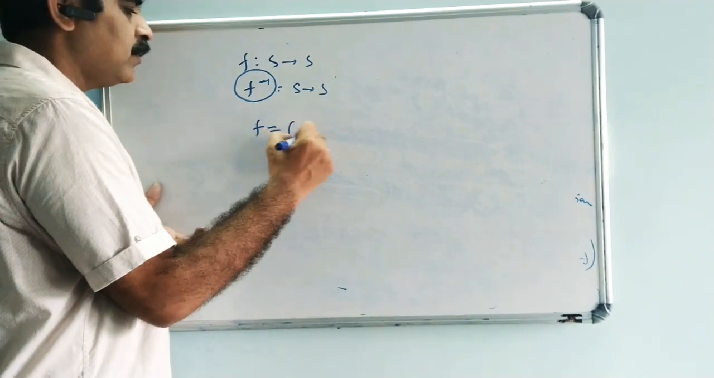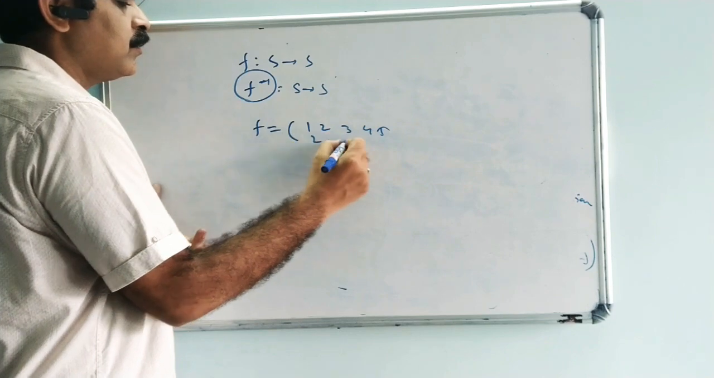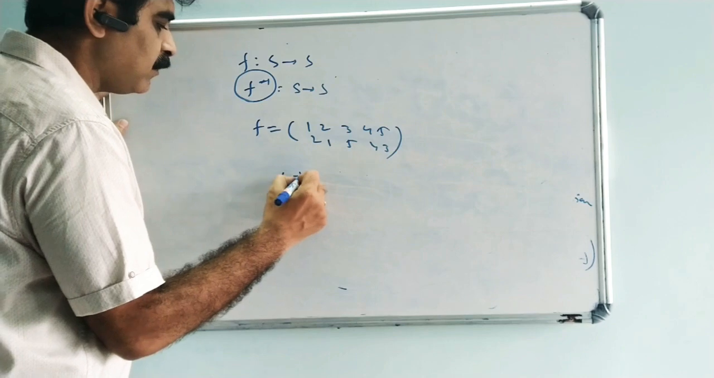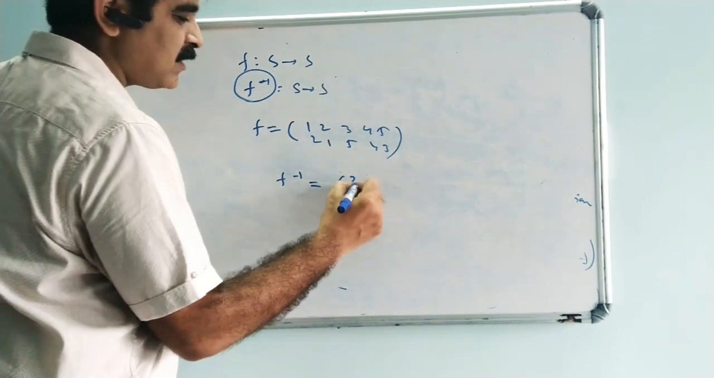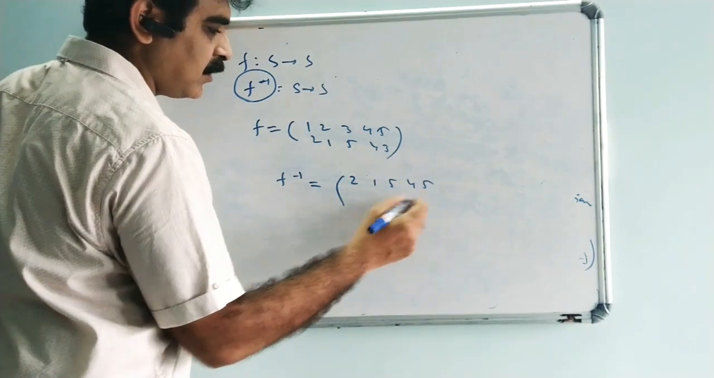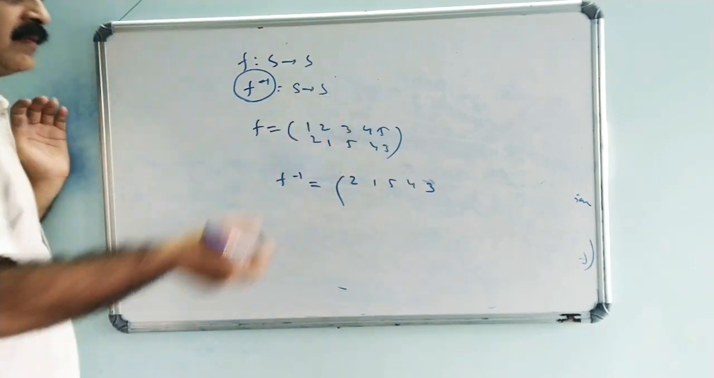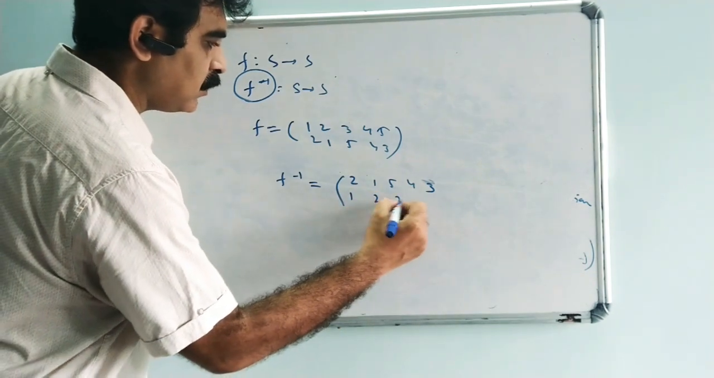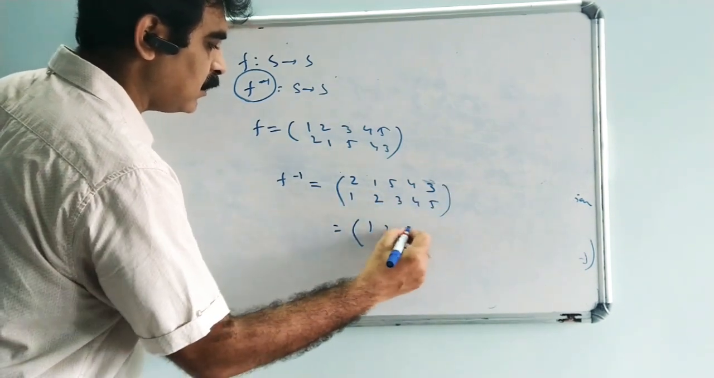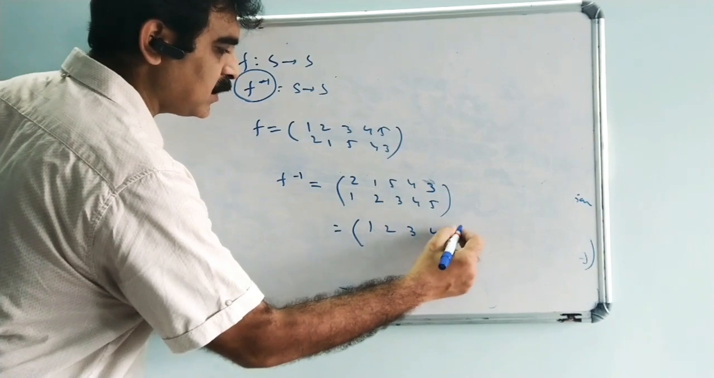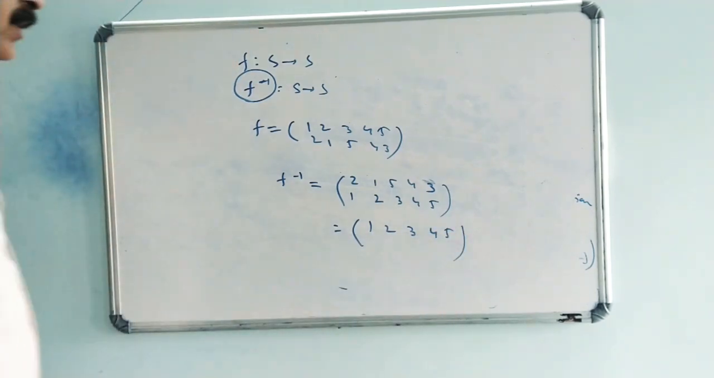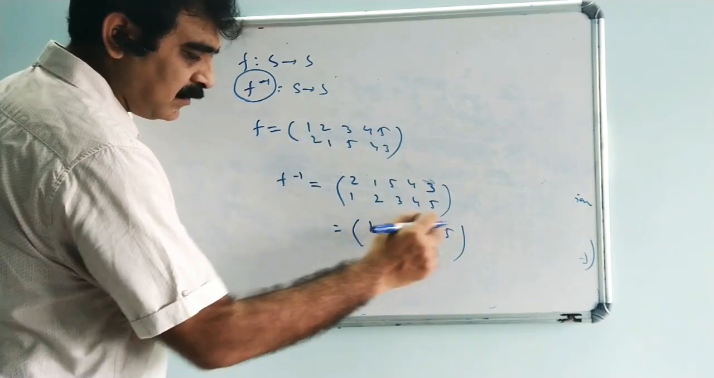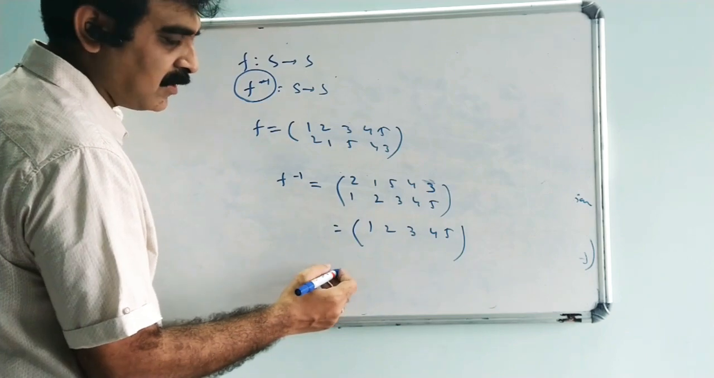Suppose F equals 1, 2, 3, 4, 5 over 2, 1, 5, 4, 3, any permutation we are taking here. Then we can write F inverse in this way. We just swap these two rows. Now we write this permutation in a systematic way. We arrange the elements of the first row in increasing order.